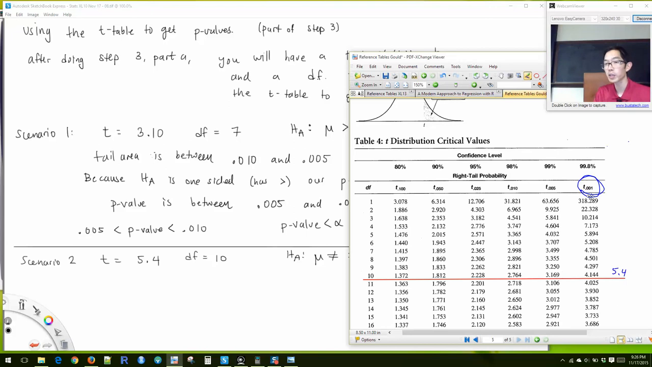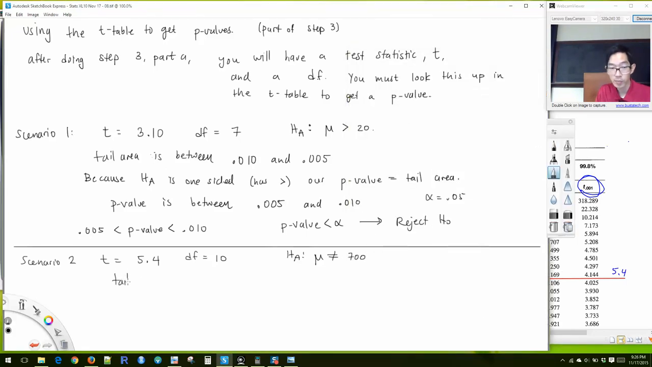So is my tail area going to be more than 0.001 or less than 0.001? Less, right? Because if we look at the other column headings, they start off big over here, and as we go to the right, they get smaller. So if I'm even more to the right, my tail area is less than 0.001. Is that okay?